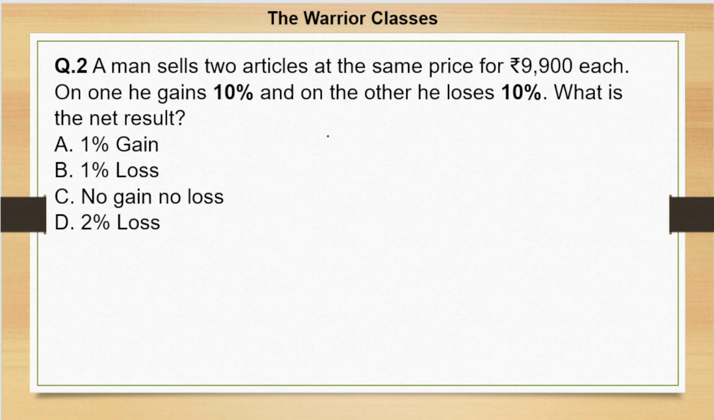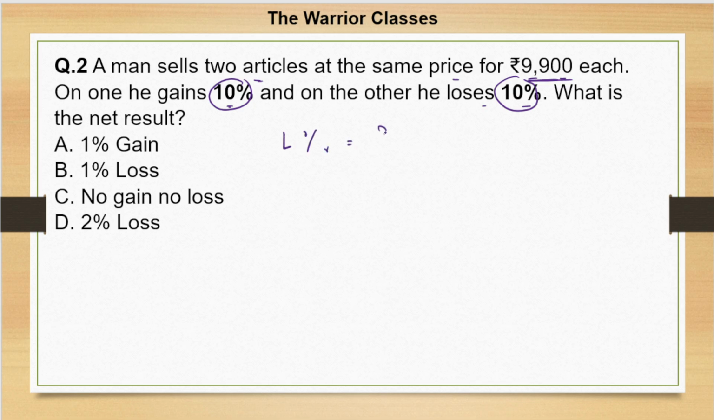Our next question here is, a man sells 2 articles at the same price of 9,900 each. On one he gains 10% and on the other he loses 10%. What is the net result? Now for solving this type of problem, there is no need for the price. When the gain percentage and loss percentage are equal, for the same selling price there will always be a loss.